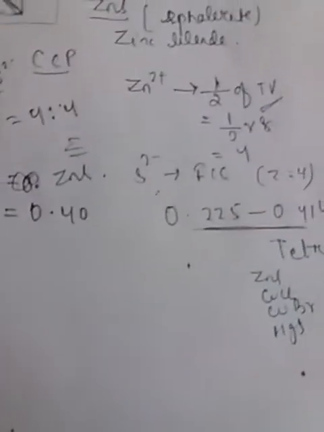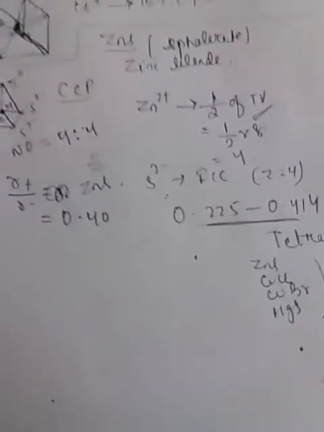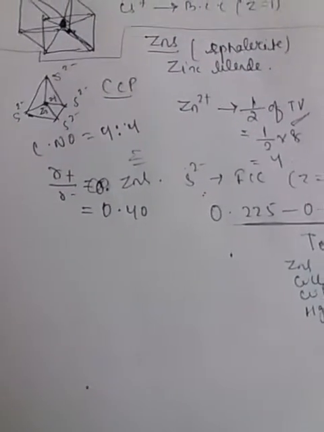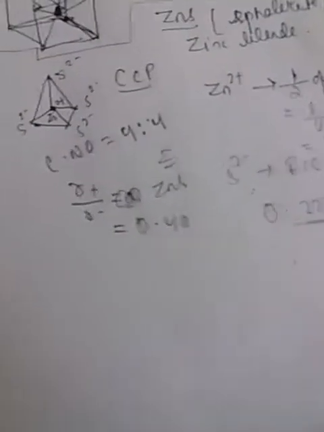We saw the ZnS type. We saw the AB type crystal of 3 arrangements. Now we will see the AB2 and A2B arrangement.